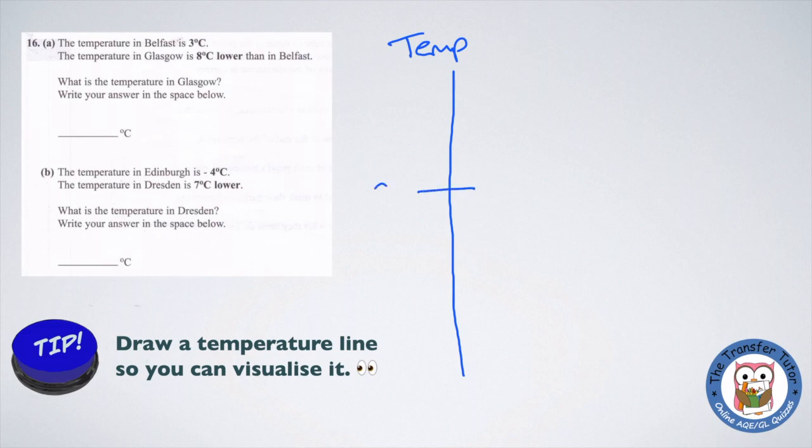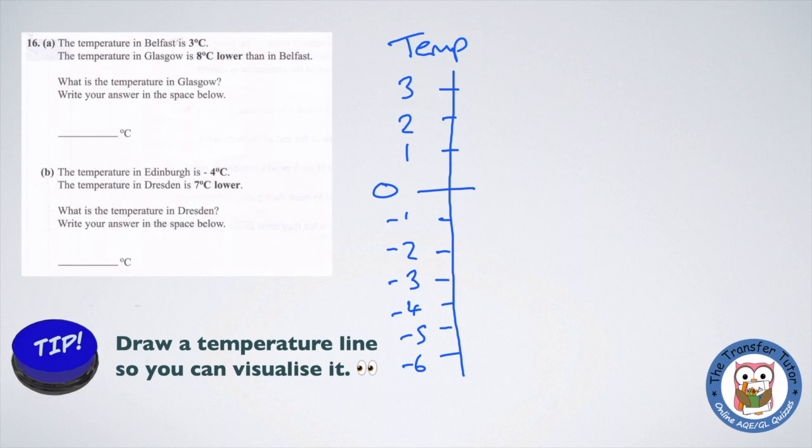So you've got the 0, and then you've got 3, 2, 1, and when you go below the line, you go into negative numbers. So you've got -1, -2, -3, -4, -5, -6. And that should be enough to take you down 8 degrees lower.